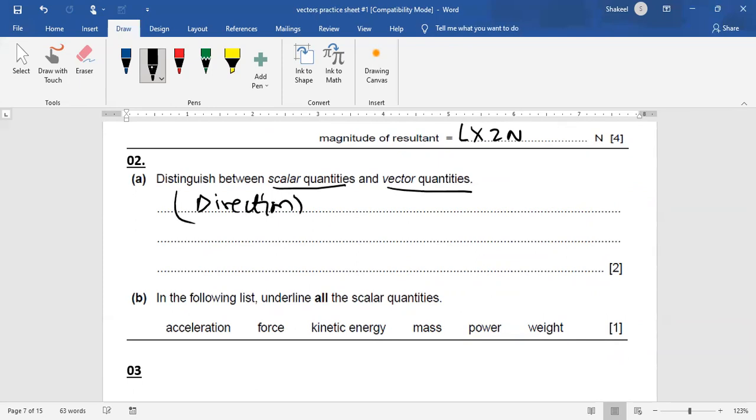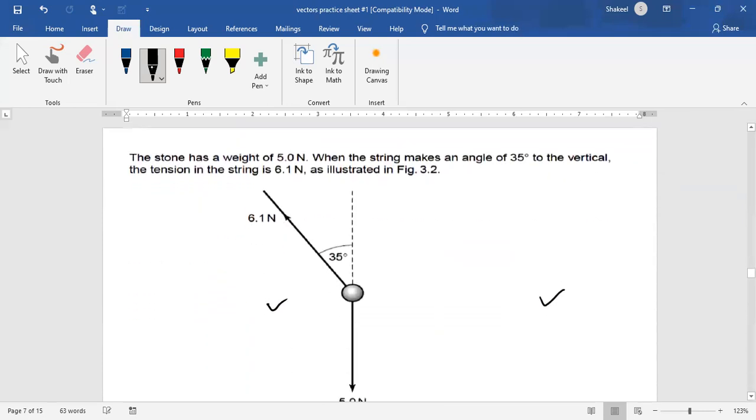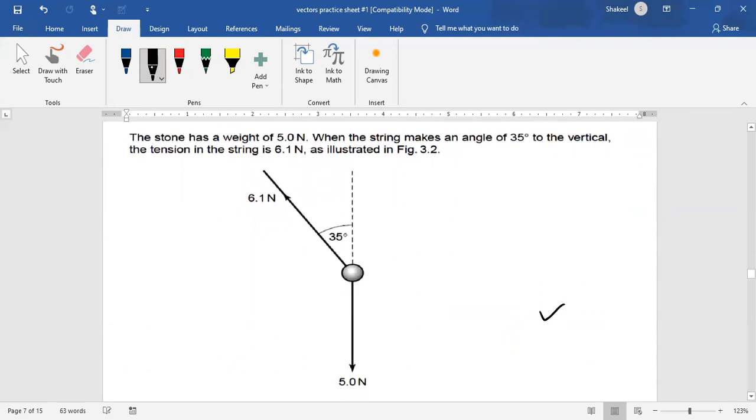You have to underline all the scalar quantities. Kinetic energy is scalar, mass is scalar, power is scalar, and the rest of the three quantities are vectors. Next question: a stone of weight 5 Newton. This is the stone, and its weight is vertically downward.